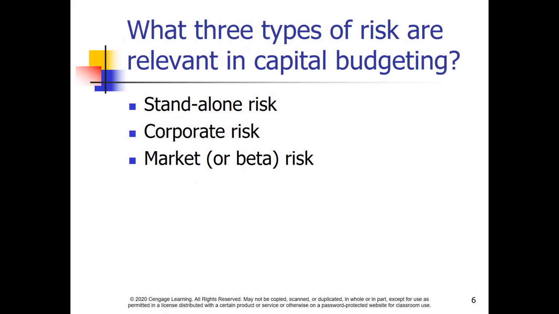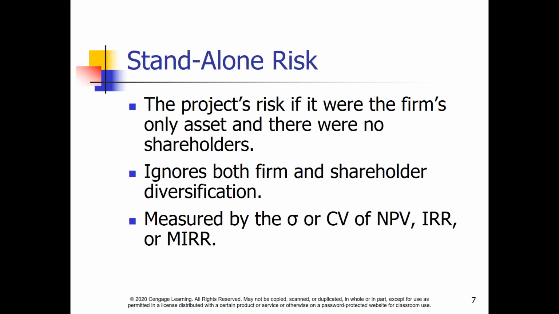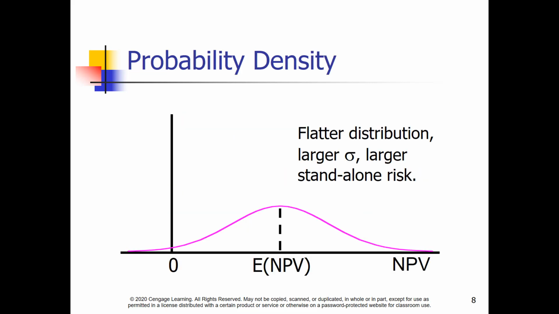In general, there are 3 types of risk. Standalone, the project is the only investment of the firm. Corporate risk, how the project fits into the product line of the firm. And market risk, how does the project affect the firm's investors? Standalone risk is by far the easiest to estimate, but it ignores firm and shareholder issues. We can use the standard deviation or the coefficient of variation of NPV, IRR, or MIRR as a metric. As you'll recall from Chapter 6, the flatter the distribution, the riskier the project.